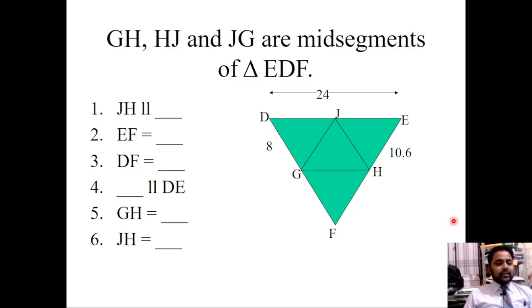GH, HJ and JG are the mid segments of triangle EDF. So you have to find out some unknowns. Here is the fill in the blanks, and here is the diagram.